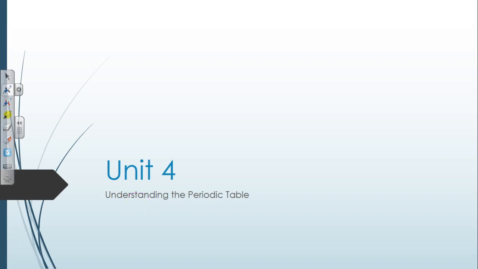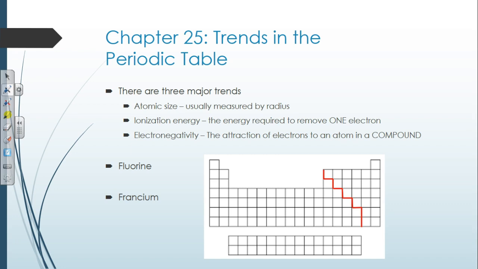Hey everybody, welcome back to another video lecture for Chem 107, and we're in Unit 4, and in this lecture we're going to be talking about Chapter 26, and by 26 I mean Chapter 25, and in Chapter 25 we're dealing with trends on the periodic table.